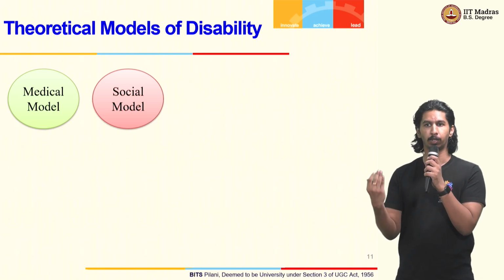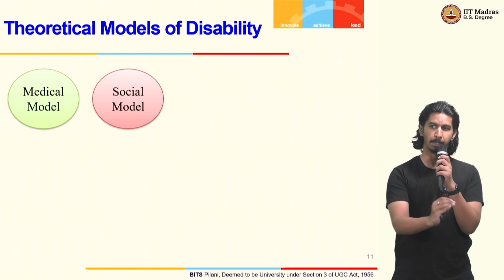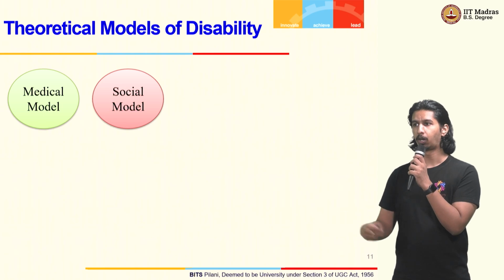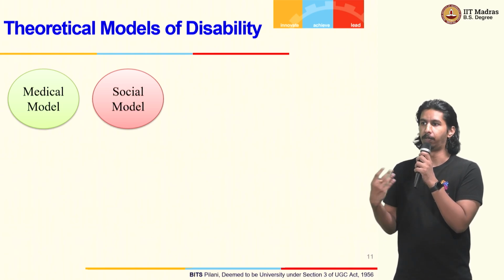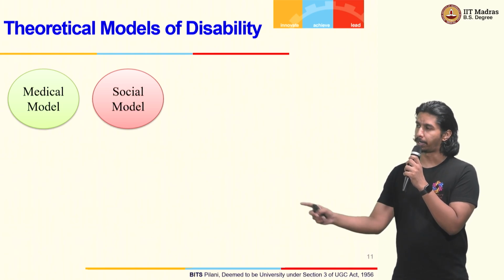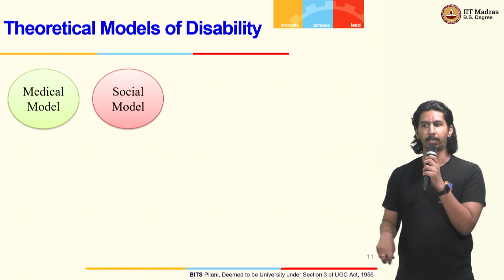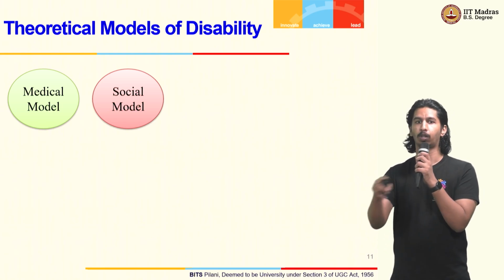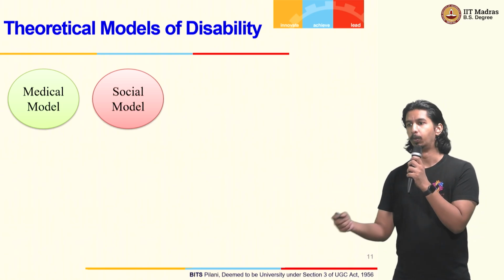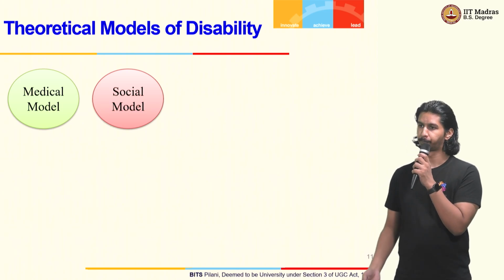The first one is more of a personal, individual, medical condition, whereas in the social model, we tell that everyone has different abilities. So it is the society that is creating this environment which has these barriers, and that is what is causing problems to people with disabilities. So this is the second model.